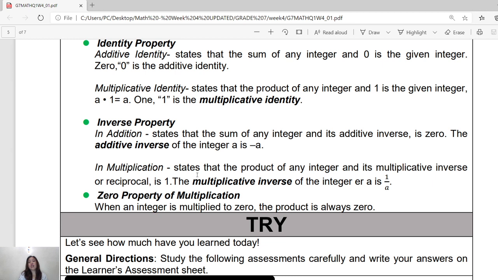In multiplication, it states that the product of any integer and its multiplicative inverse or reciprocal is 1. So if given A, the multiplicative inverse of A is 1 over A. Multiplying A and its multiplicative inverse, the answer is always equal to 1. 1 over A is called the multiplicative inverse of A. Zero property of multiplication: when an integer is multiplied to 0, then the product is always 0. So any number multiplied to 0 is 0.